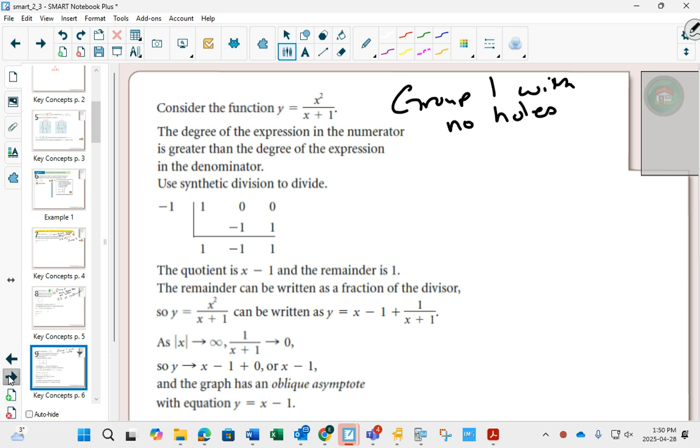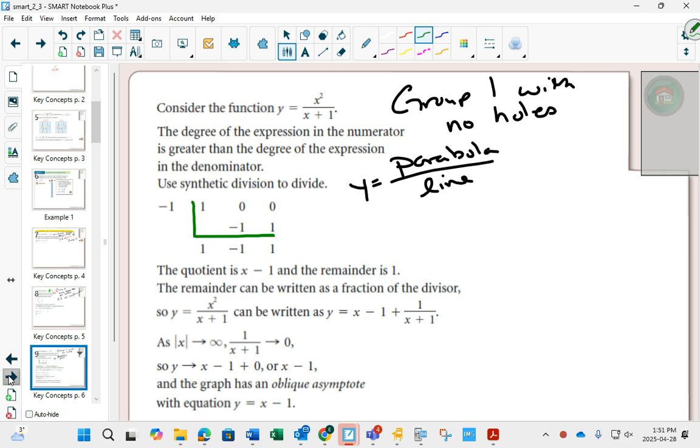With no holes. If you have a parabola over a line and nothing simplifies to give you a hole, you will always end up with an oblique asymptote. And to find the equation of the asymptote, we get to go back to our polynomials unit and actually use synthetic division. So if I divided x squared by x plus 1 in synthetic division, here's the setup. Remember, you have to put in zeros when things are missing.